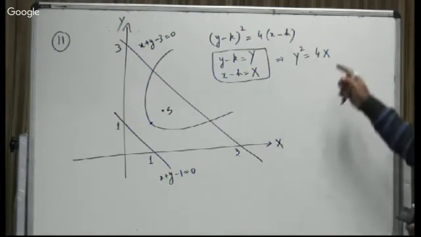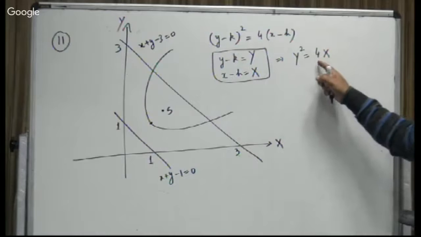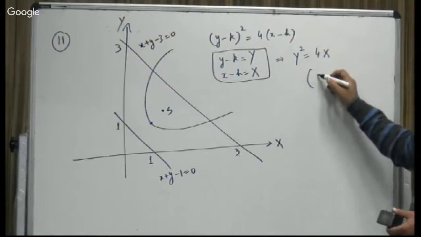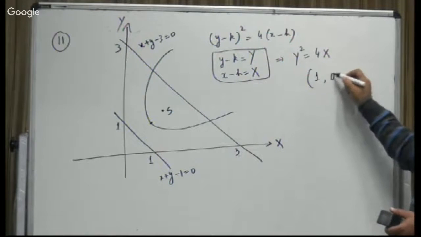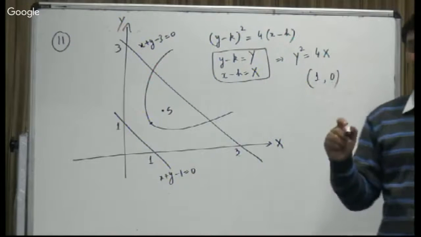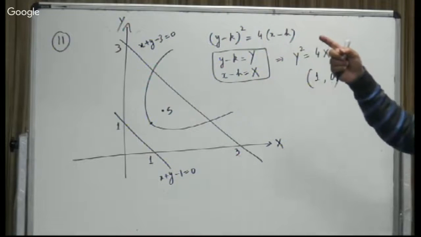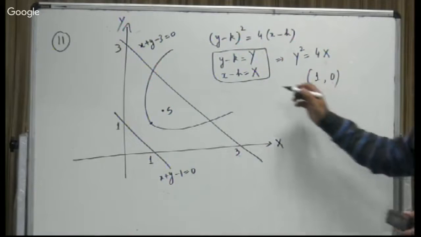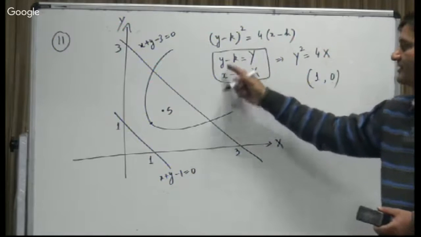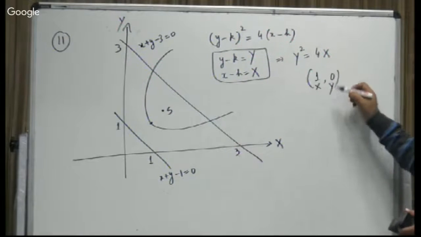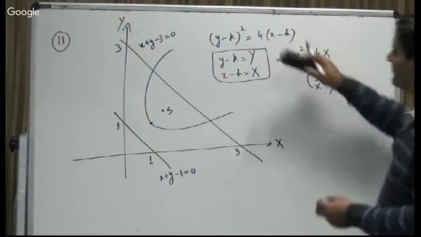Focus we obtain by just dividing the coefficient of linear term by 4 in case of standard form. So coordinates of focus will be 1, 0. This is focus relative to the new axis because we have shifted the origin. If you want to find the focus for the original axis, what we'll do is we'll find value of small x and small y. This is capital X, this is capital Y. In place of capital Y, I'll put 0.